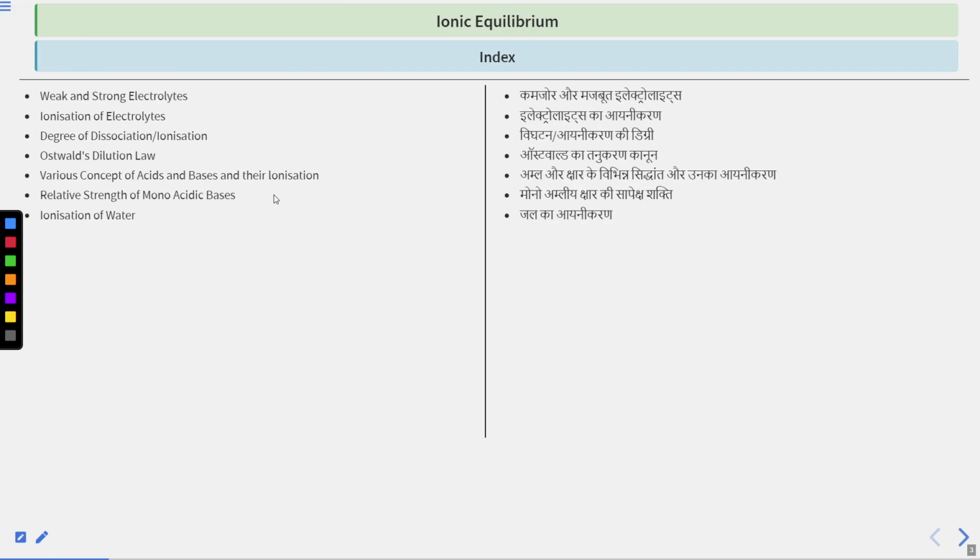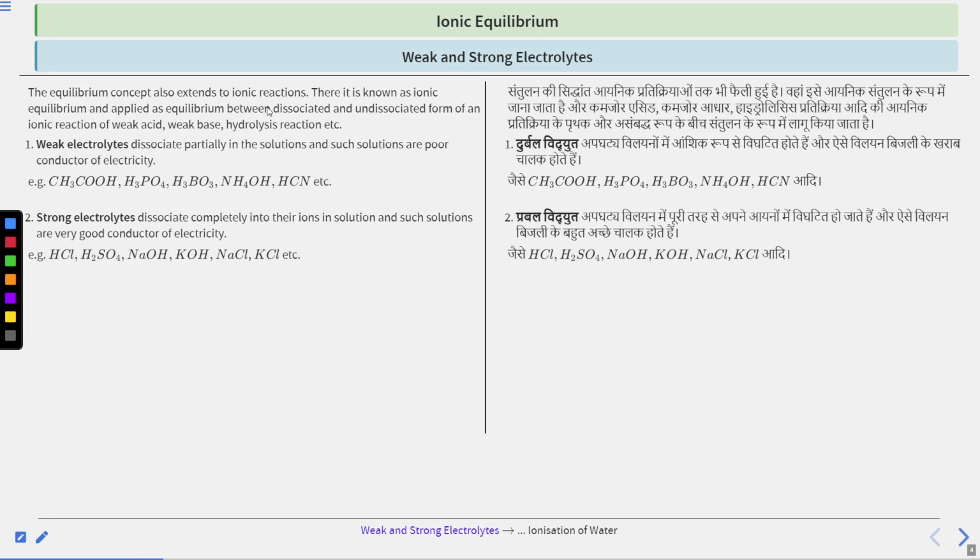This is our index slide, and these are the major topics which we are going to study today in detail. First one, weak and strong electrolytes, ionization of electrolytes, degree of dissociation or ionization, Ostwald's dilution law, various concepts of acids and bases and their ionization, relative strength of monoacidic bases, ionization of water, and then we will conclude with the summary slide. Let's move to the first topic, which is weak and strong electrolytes.